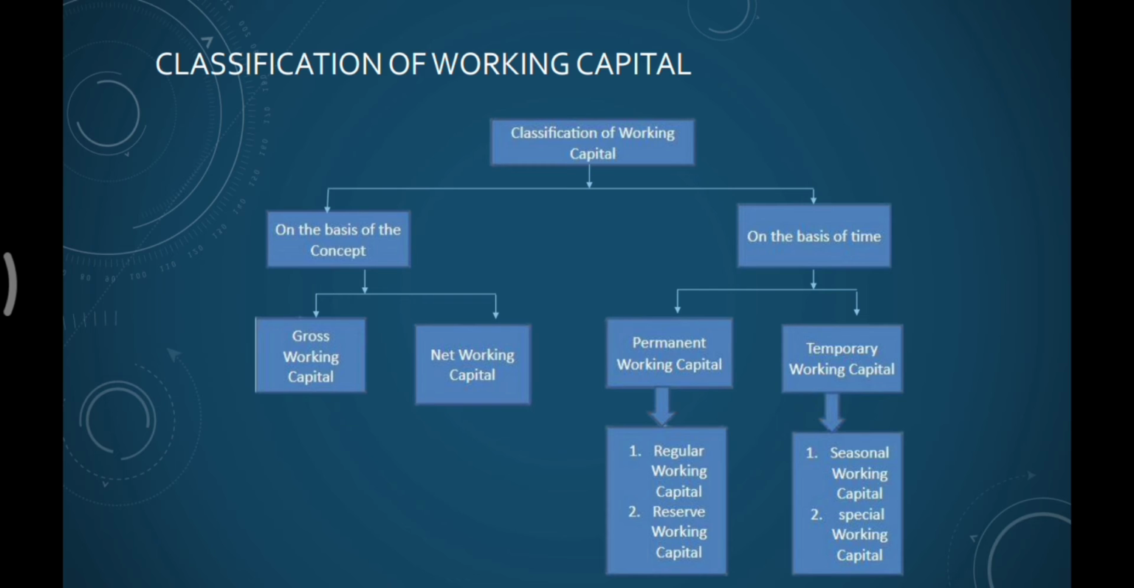So let's understand the classification of working capital. There are two major types of classification in working capital. The first one is on the basis of concept and the second one is on the basis of time period. Now talking about the basis of concept, there are another two types: gross working capital and net working capital. And on the basis of time, there are another two types: one is permanent working capital and the second one is temporary working capital.